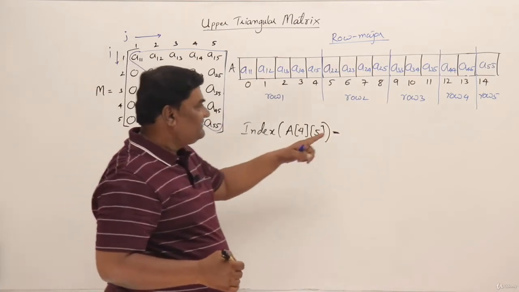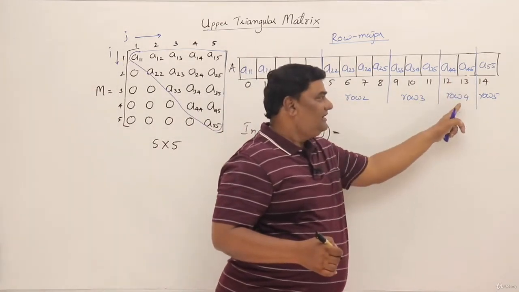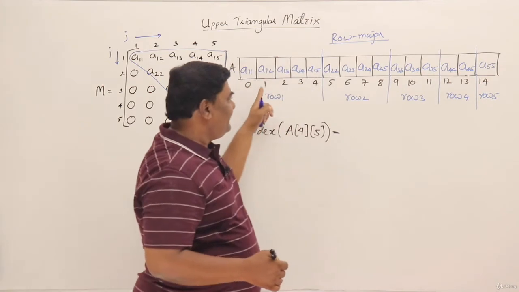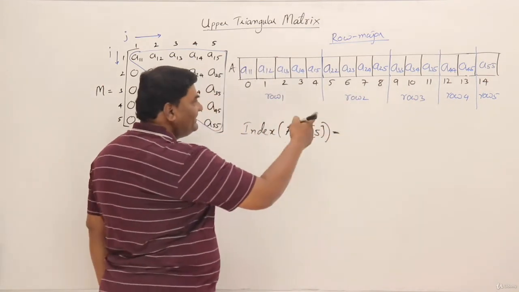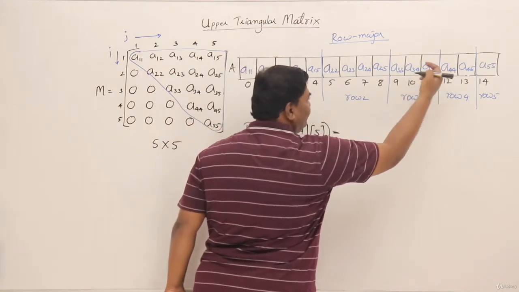4 comma 5 is present here in the 4th row. So I should skip the first row, second row, third row, then I can reach there. So let us skip these elements, then I can reach the beginning of the 4th row.